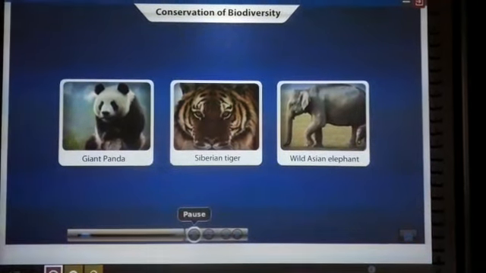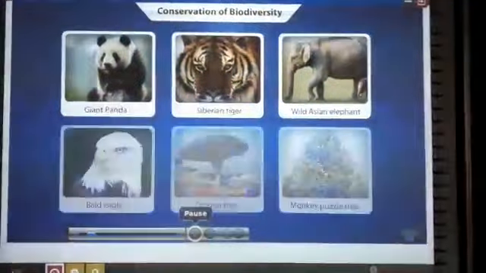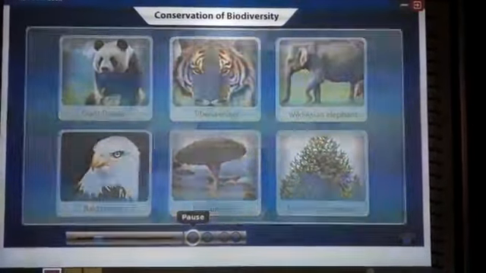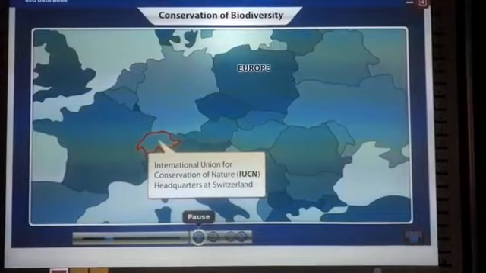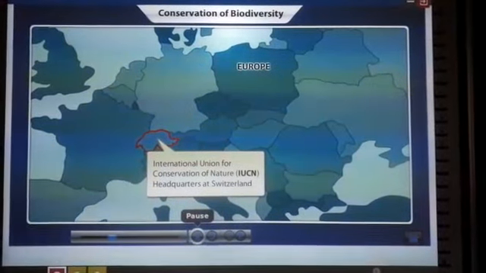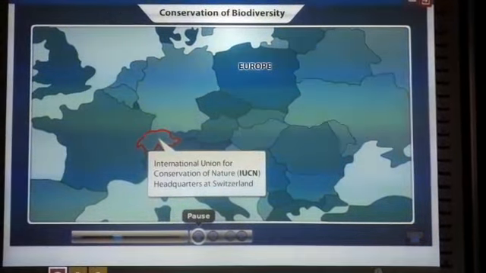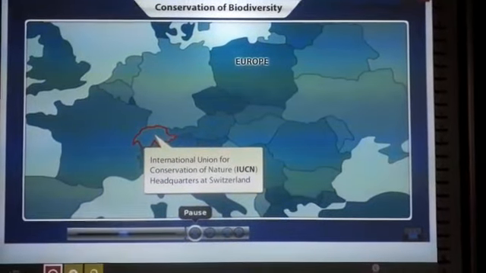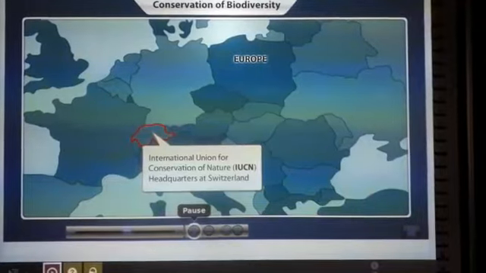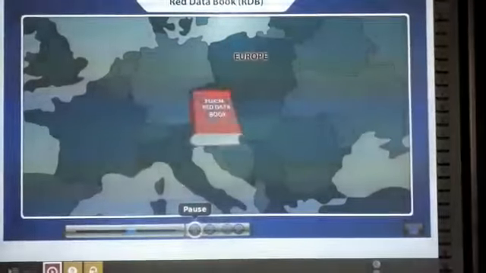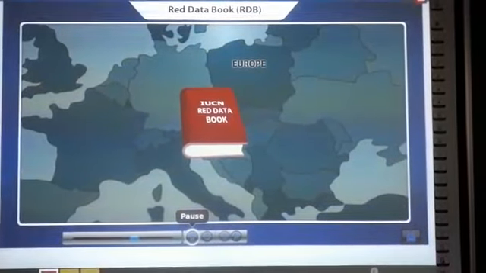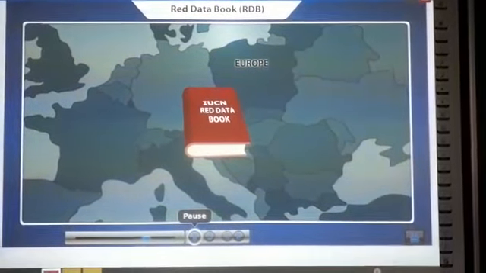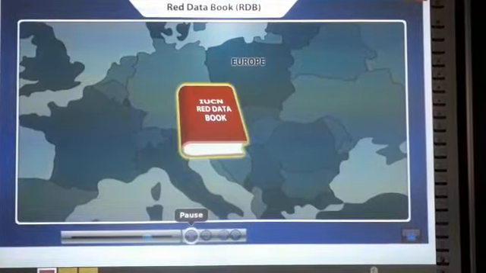Increased human activity has threatened the existence of many plant and animal species around the world. The International Union for Conservation of Nature, or IUCN, is the world's largest organization working towards conserving biodiversity. The IUCN has categorized all the threatened species of plants and animals across the globe in a book called the Red Data Book.